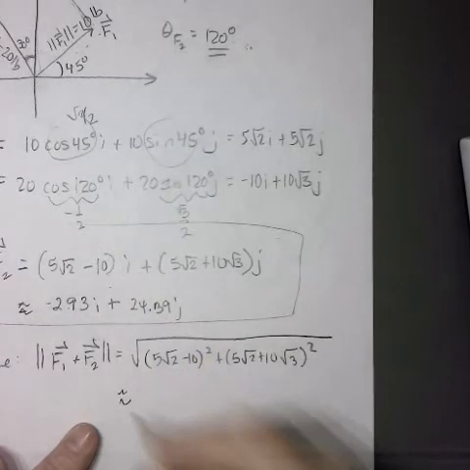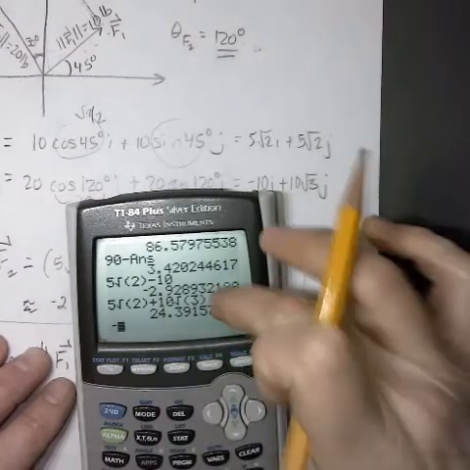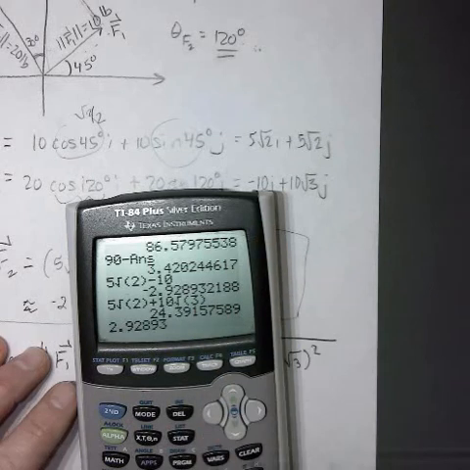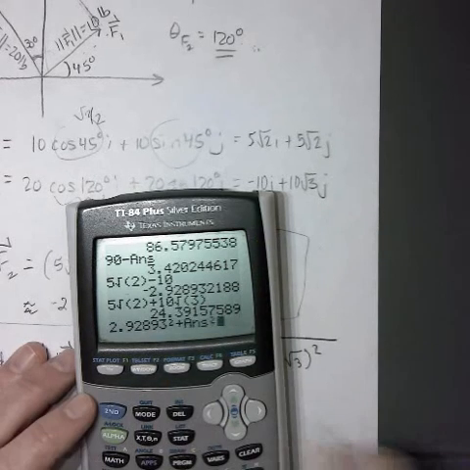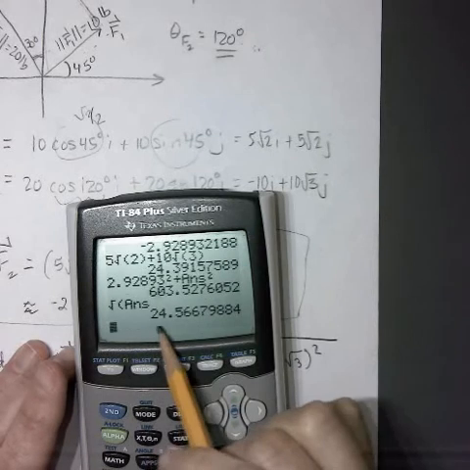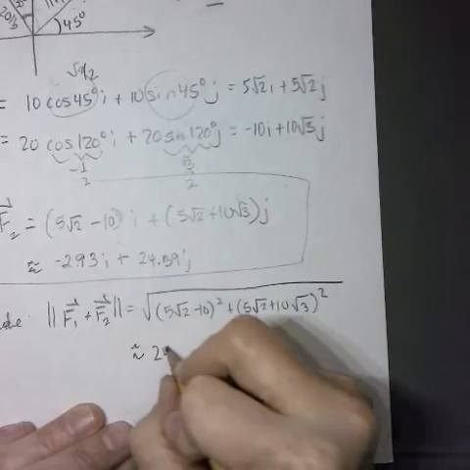So I think what I'll do is I'm going to use this number, negative 2. Actually, I don't even need a negative because I'm going to square it. 2.893 squared. That's accurate enough. Plus, and then use the answer squared. And then the square root of that. About 24.57. Because these are forces, we'll label in pounds.